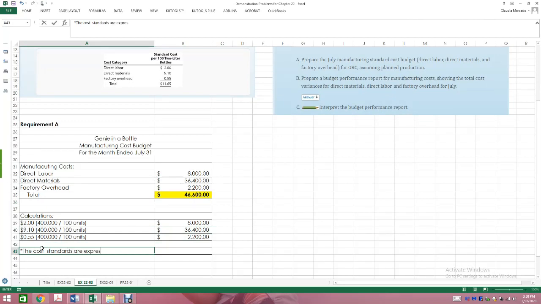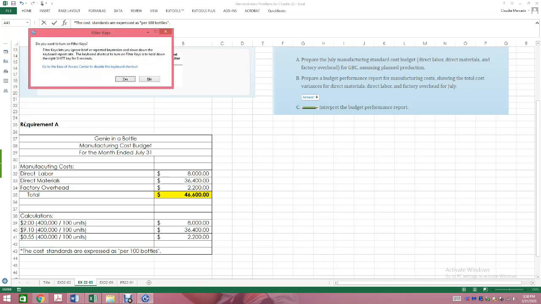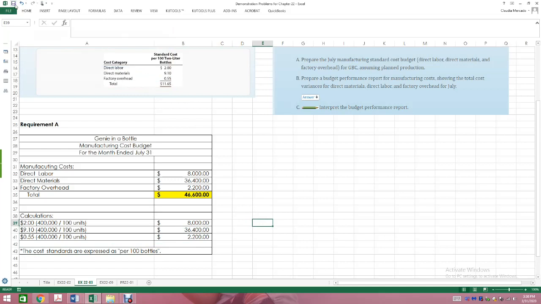And I'm just going to put here, that way we know, the cost standards are expressed per 100 bottles. So all of these costs associated are based on 100 bottles, right? That's why we're doing those calculations of dividing their standard by 100 units. So these are our calculations, and this is my total cost. That is requirement A.